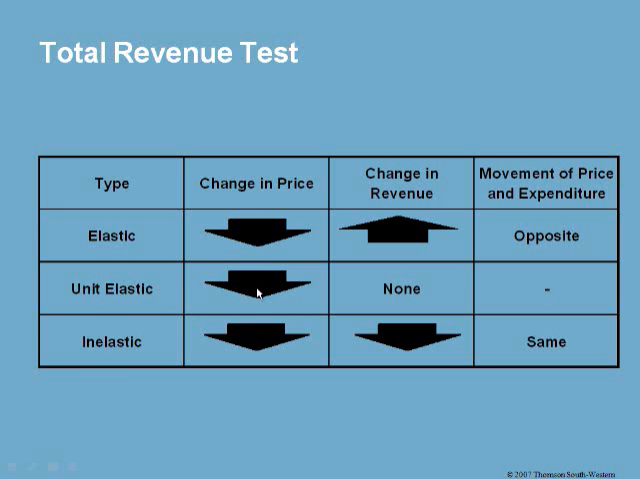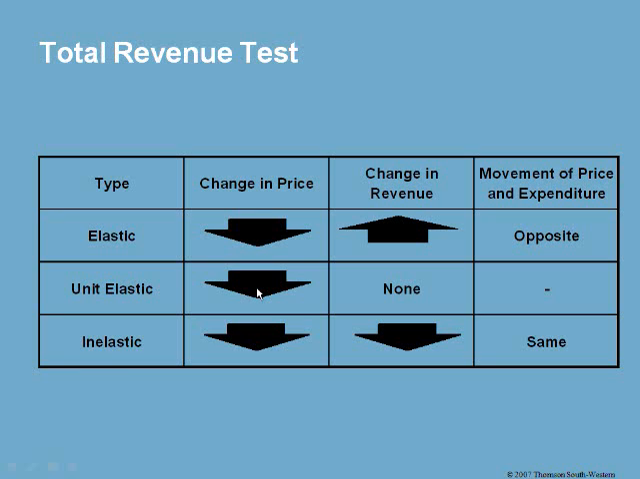And then finally, we have inelastic. When the good is inelastic, then lowering the price is going to lower the total revenue. In other words, you're taking less per unit, and not that many more people are buying. So as a result, those additional people buying don't offset the additional losses that you're taking per unit.